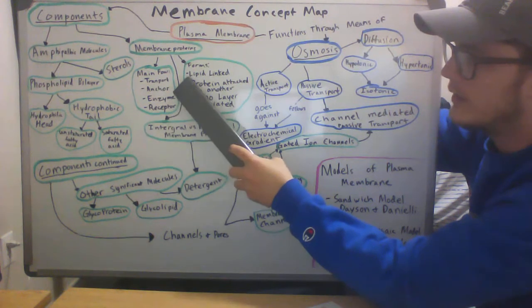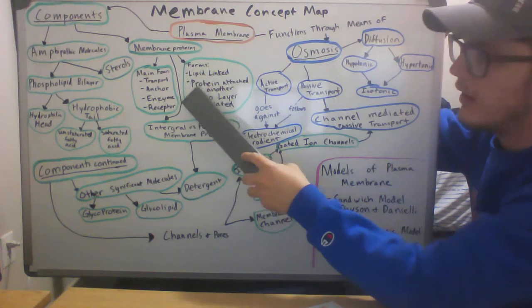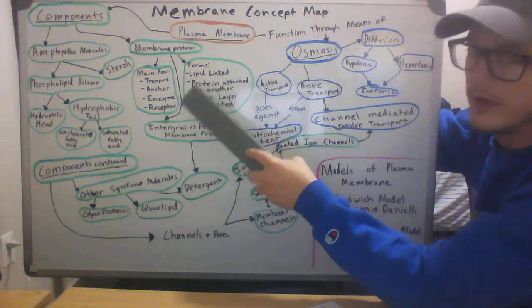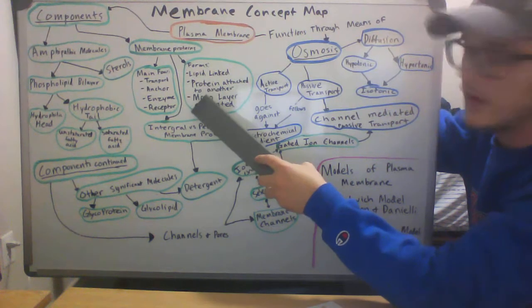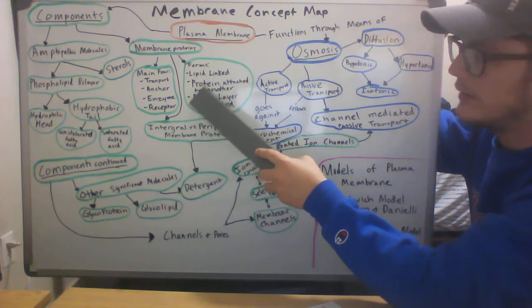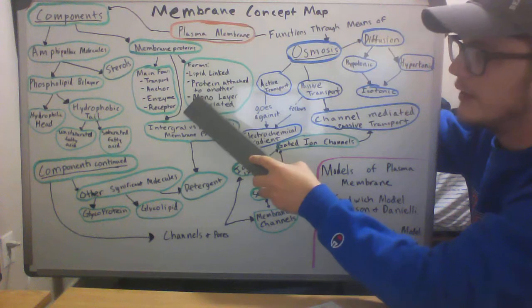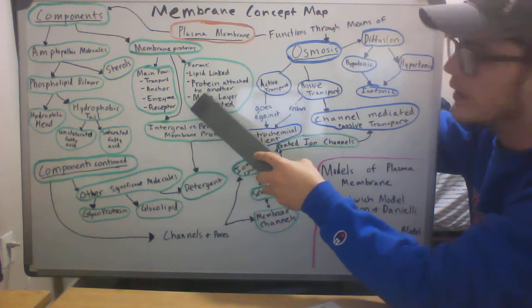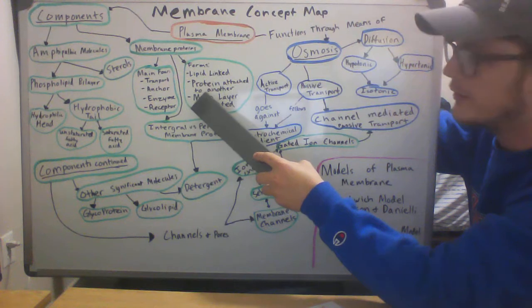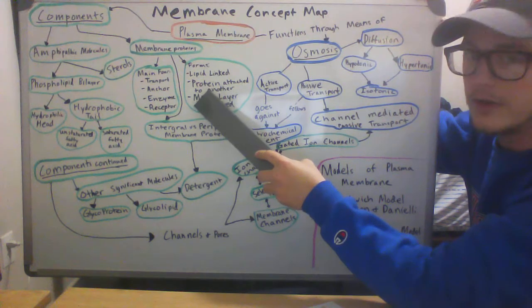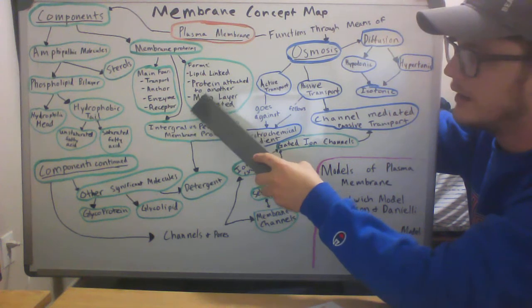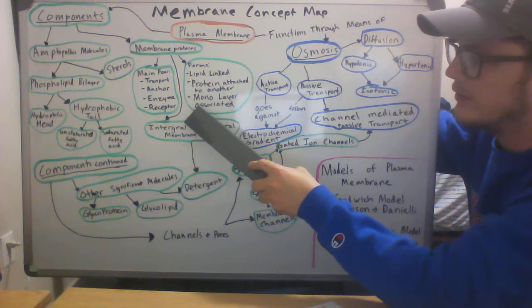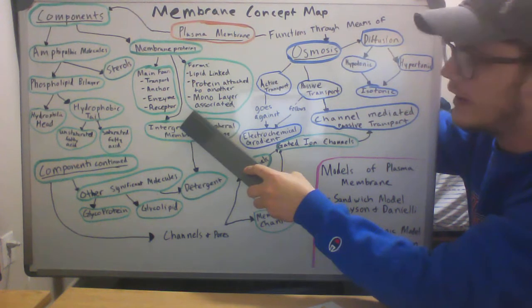And then over here we have forms, which is how the proteins can be attached to the plasma membrane. Lipid linked, we have protein attached to another, which is essentially proteins just bonding non-covalently with another protein that's attached to the plasma membrane. And then monolayer associated, that's where it's attached to one layer.